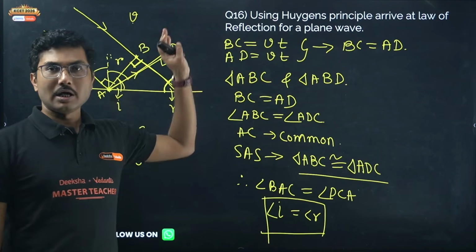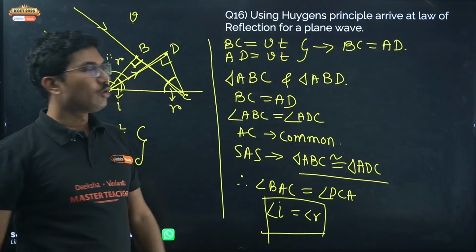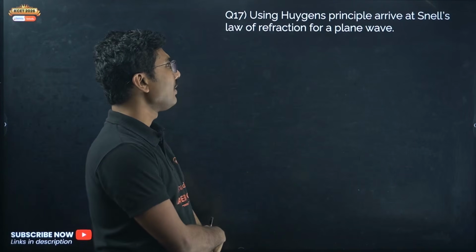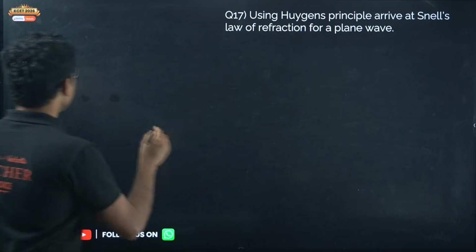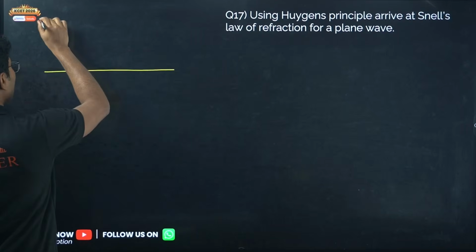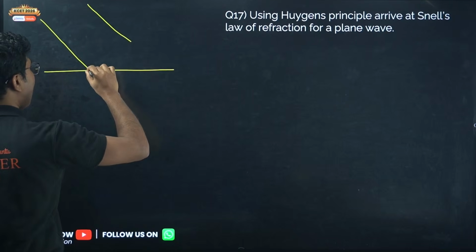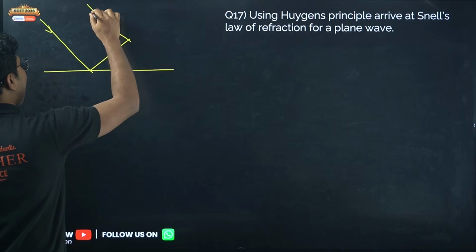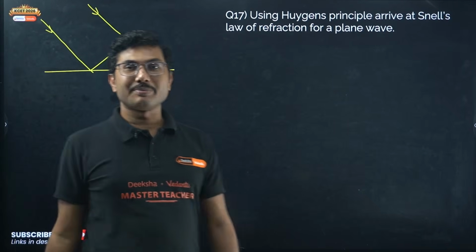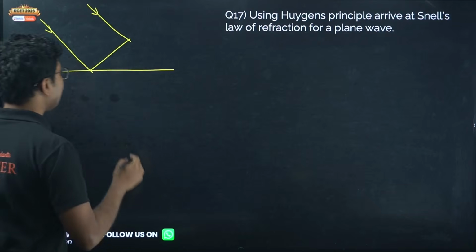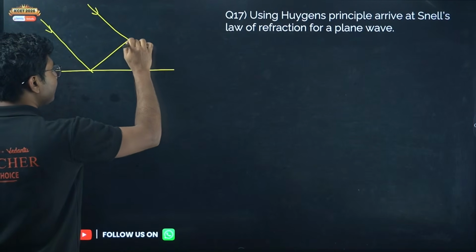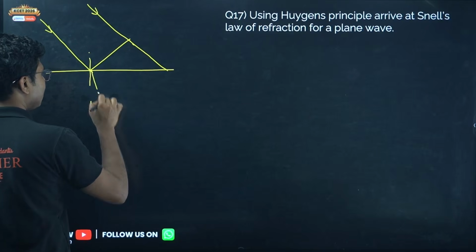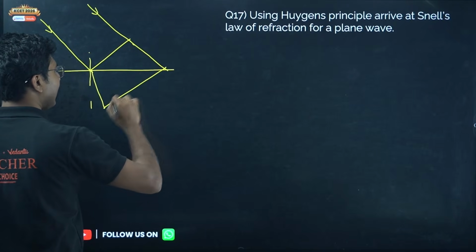So Huygens principle you have to remember, as I mentioned, I have done it in my 2-3 marker section. Next, using Huygens principle, arrive at Snell's law of refraction at a plane wave. Now this is slightly tricky. The diagram is slightly tricky. Again, same thing, 2 rays of light falling on a plane, and when this ray reaches over here, the second ray was here, and the angle is 90 degrees.